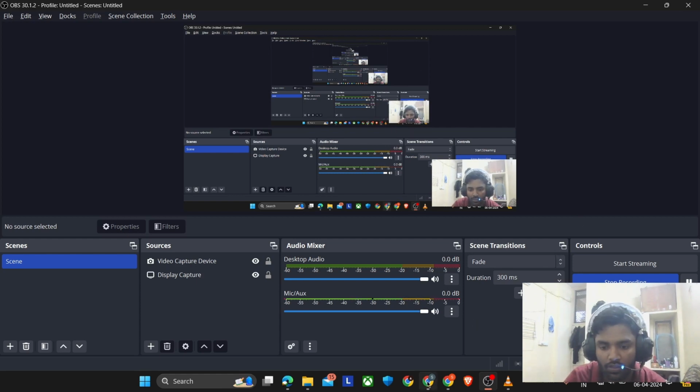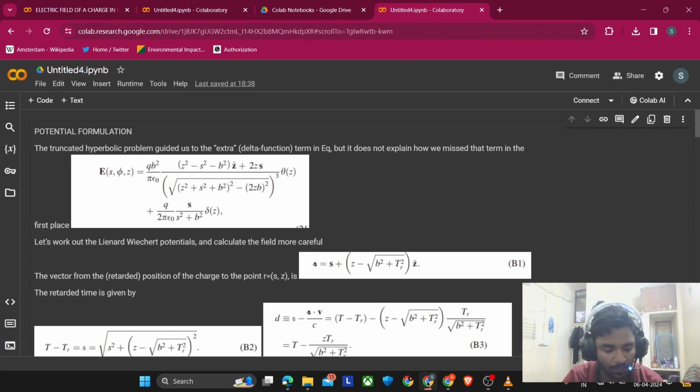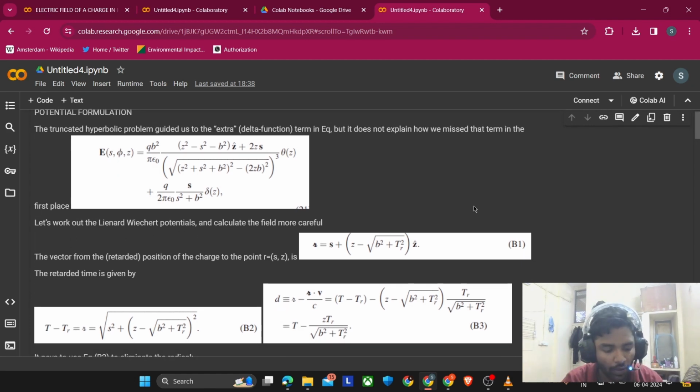My project topic is the field of a charged particle in hyperbolic motion. I am dealing with part 4, part A, the linear Liénard-Wiechert potential. The main point is that we have the electric field equation above, and I am going to prove that equation, how we got it.